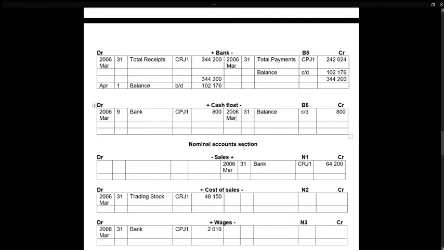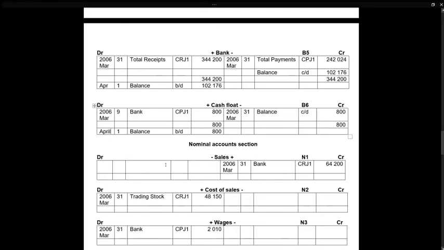There you go. Right, so I'm going to total both sides just to make sure I've done it correctly. 800 debit and credit side. Easy, easy. New opening balance 800 Rand. Details of balance. Date will be 1st of April.